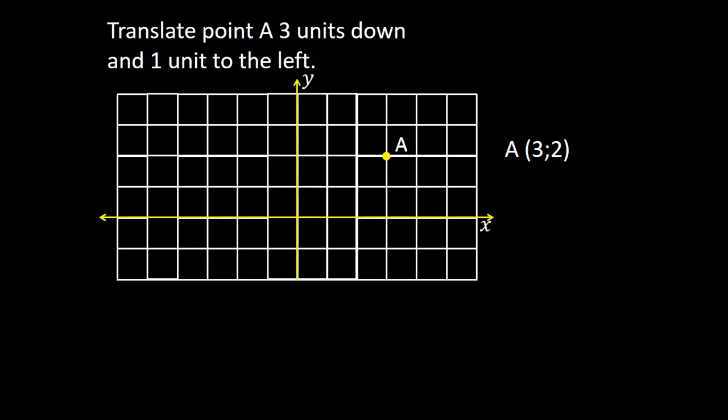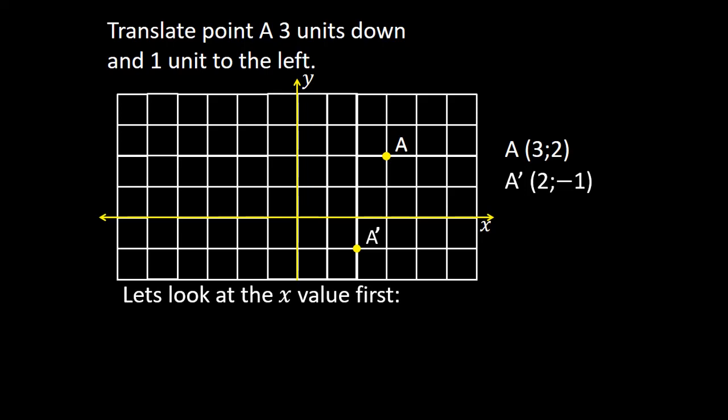Our first example is translate point A 3 units down and 1 unit to the left. Now we have point A on our Cartesian plane, and let's do it quickly. If you remember from the first video, it's exactly the same question. So 3 units down, 1 to the left should be over there. Can you see A prime, 3 units down and 1 to the left? But now we want to work with a formula. We can do it visually, but let's see mathematically.